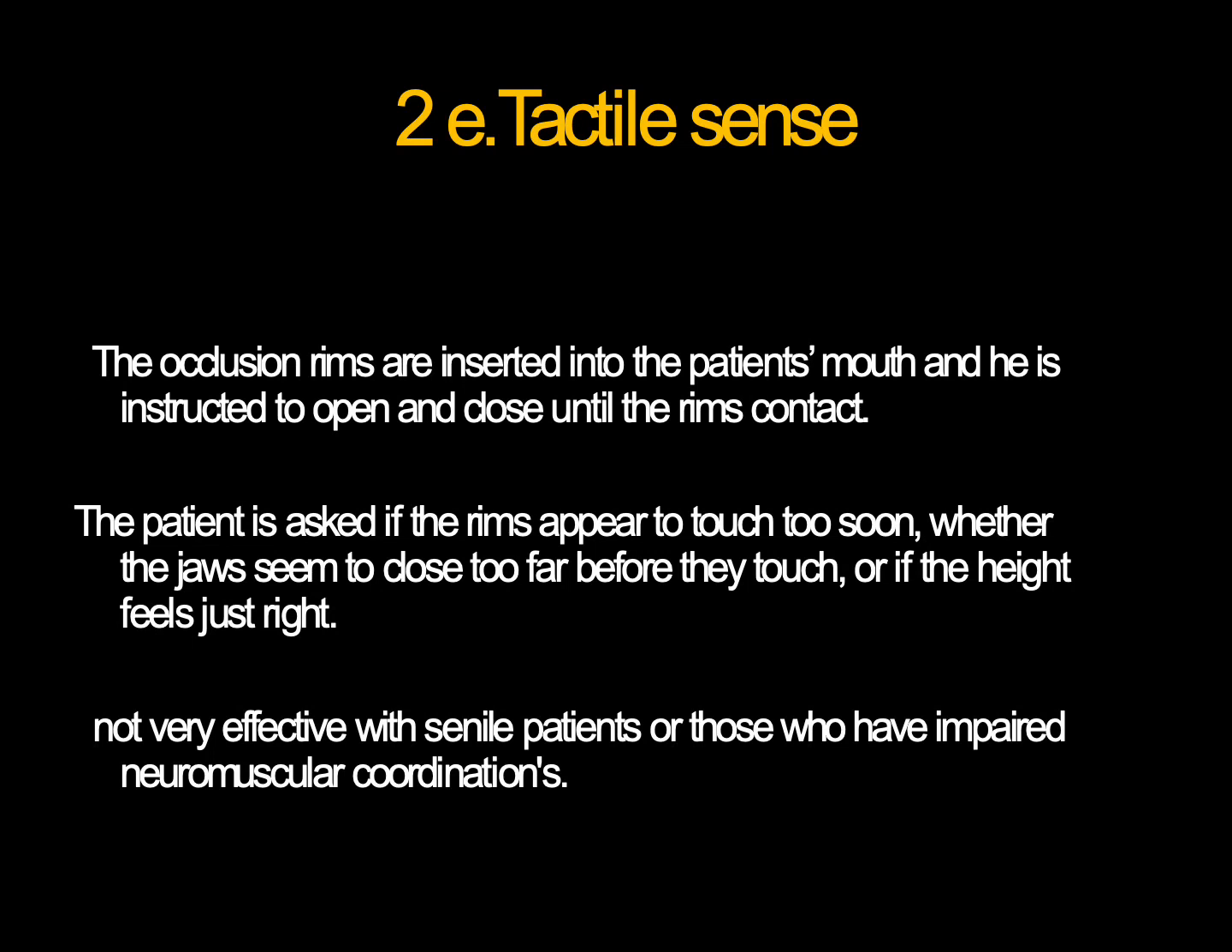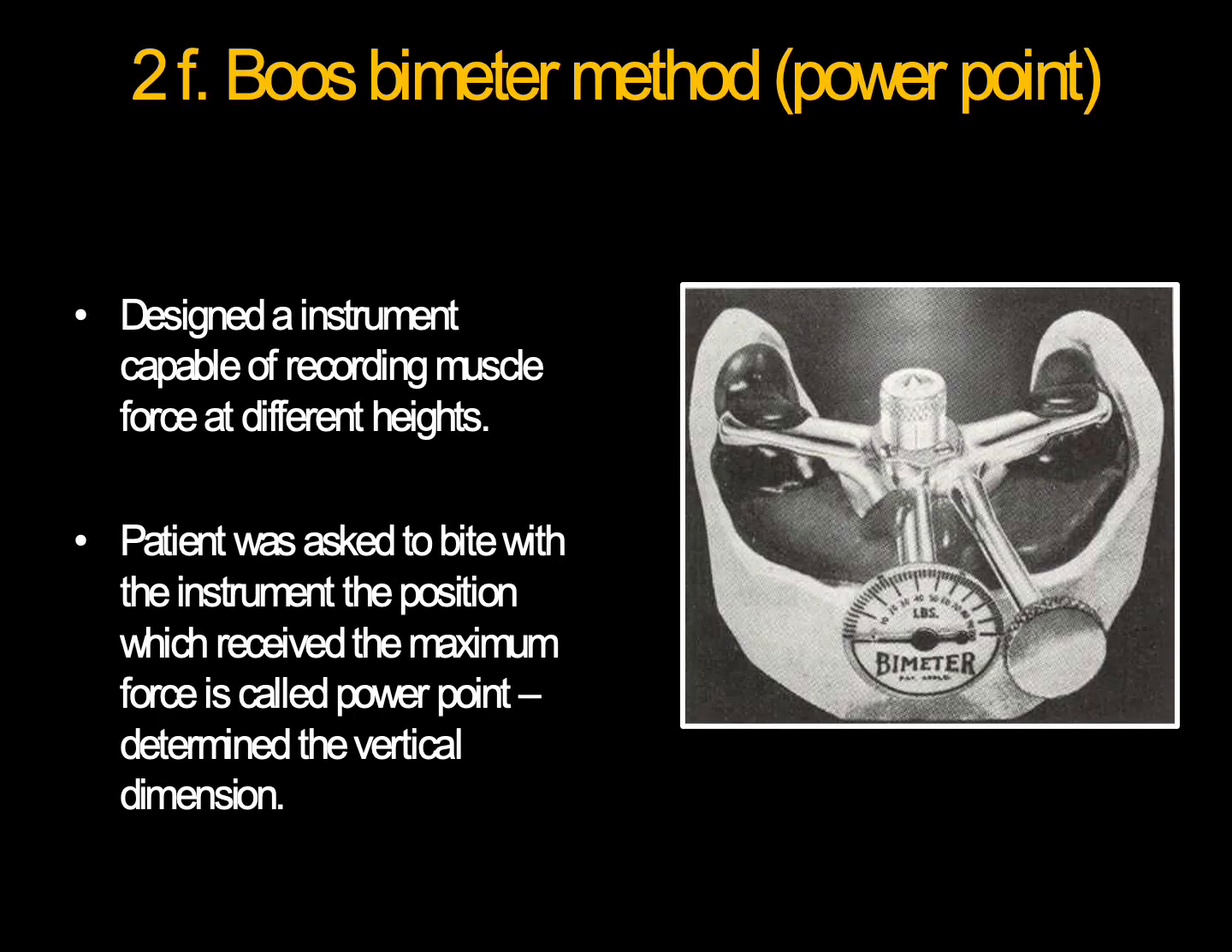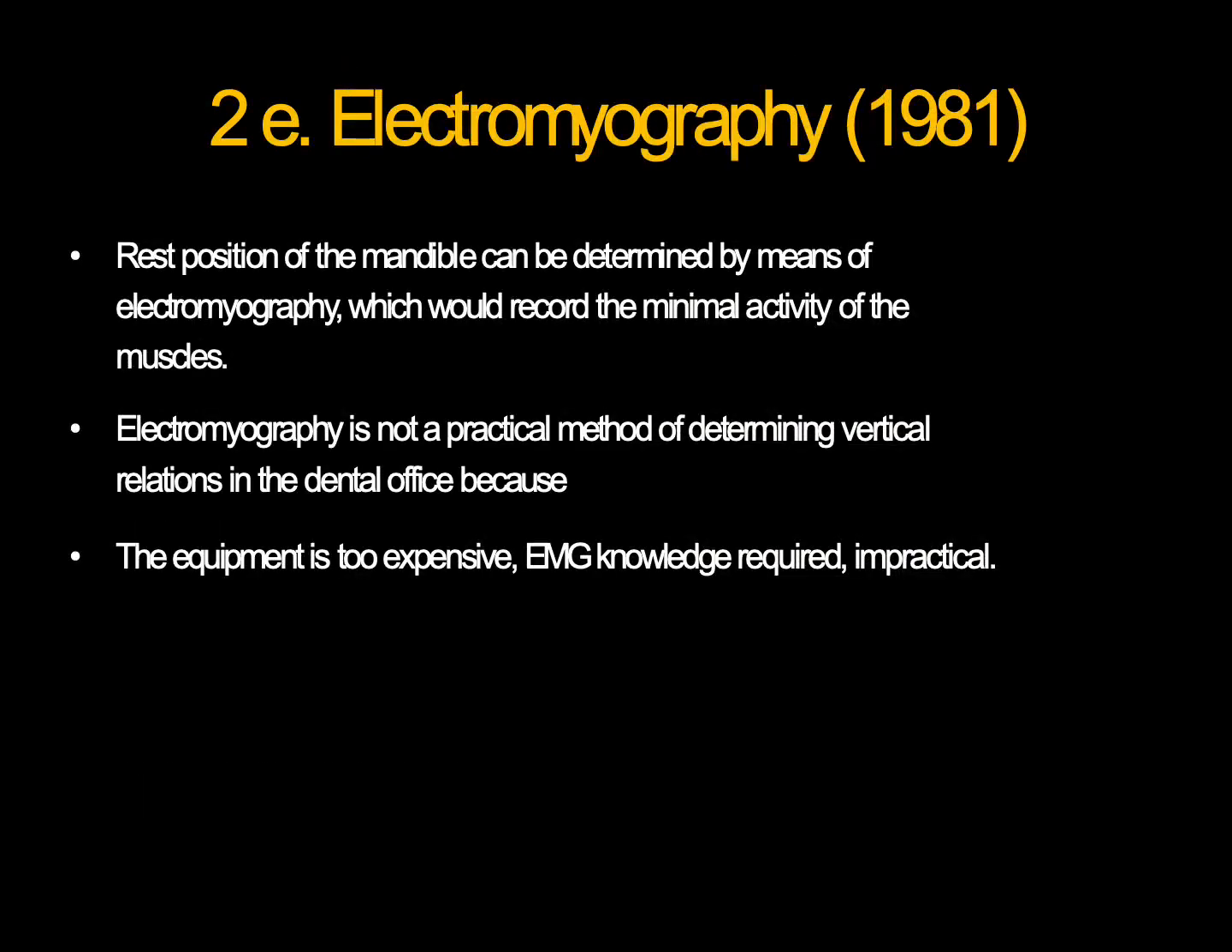Tactile sensation is also another method for determining vertical dimension, with the occlusal rims in place. A Bosworth bimeter is attached for determining the neuromuscular coordination, and the patient is asked to open and close until there is any fatigue which the patient experiences. This is an instrument capable of recording the muscle forces at different heights. The patient is asked to bite with the instrument in the position which receives the maximum force. This is called the Boos bimeter or power point.